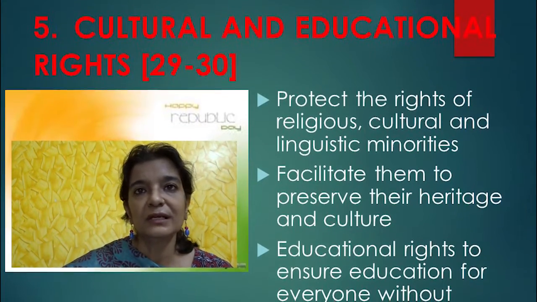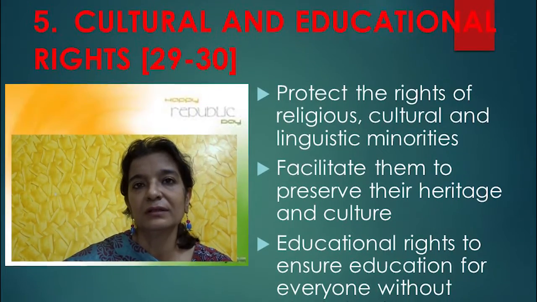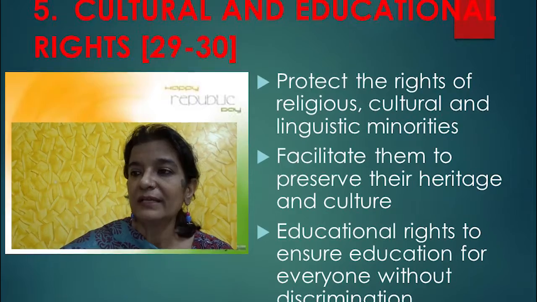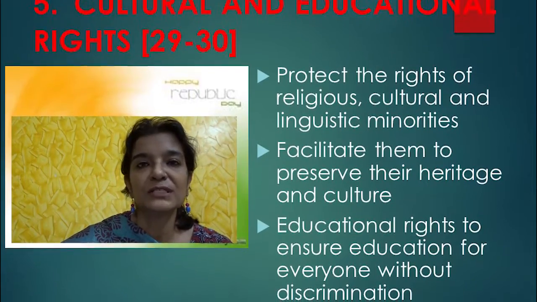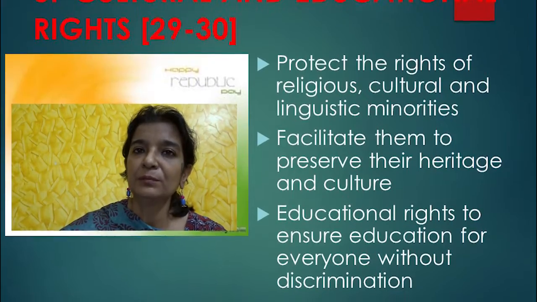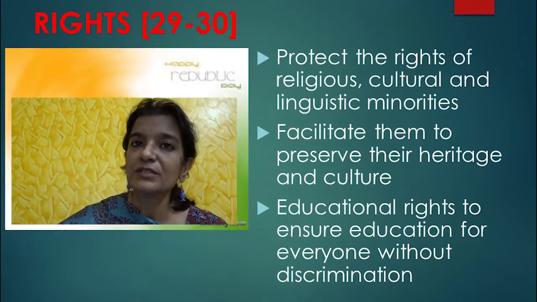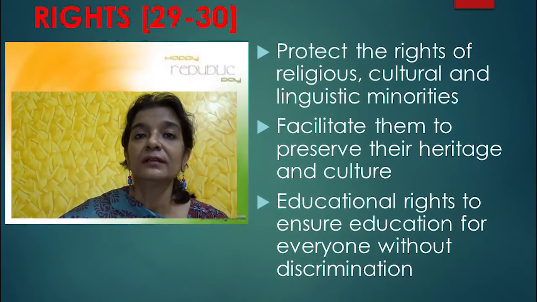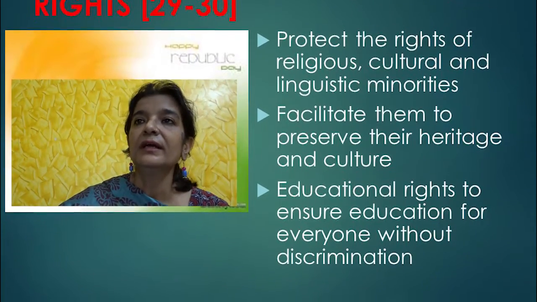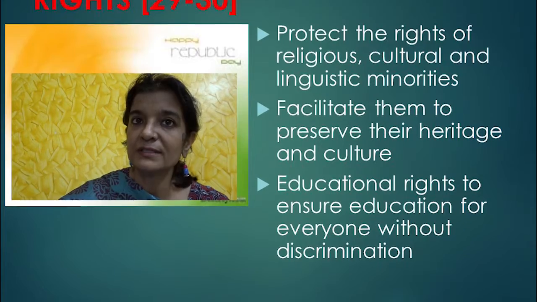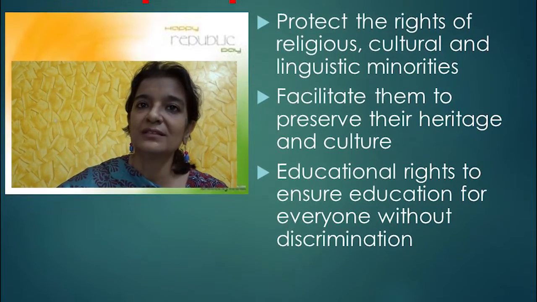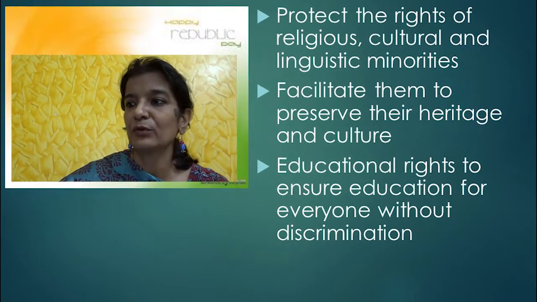Cultural and educational rights are mentioned in Articles 29 and 30. They protect the rights of religious, cultural and linguistic minorities. In our country, we understand that there are people who belong to religions which are in the minority. The number of people following those religions is not really very large. There are also linguistic minorities. Our Constitution gives us the right to protect linguistic and religious minorities.